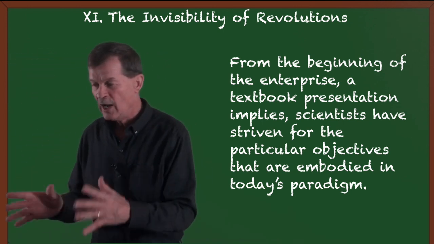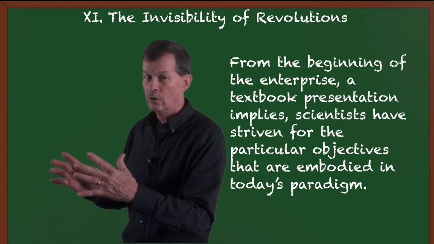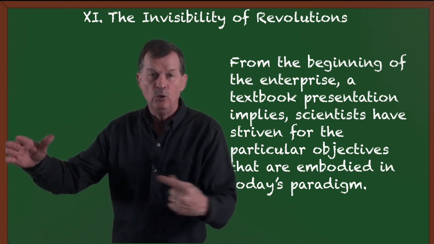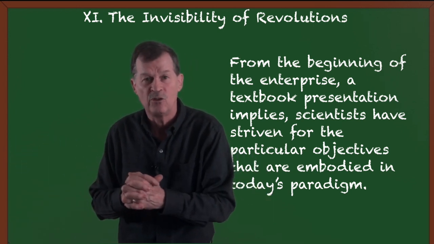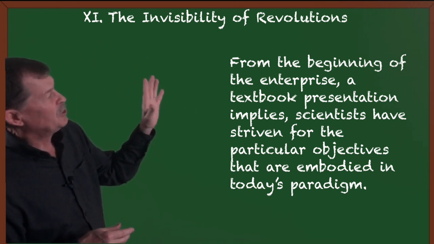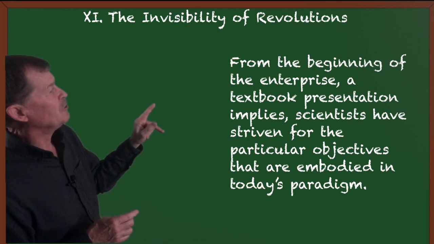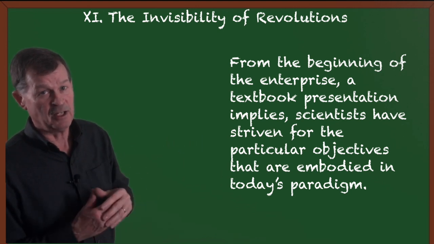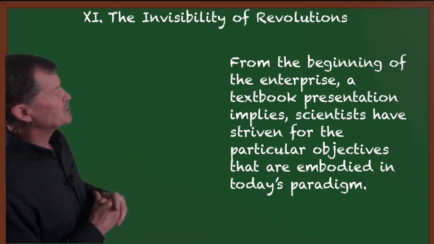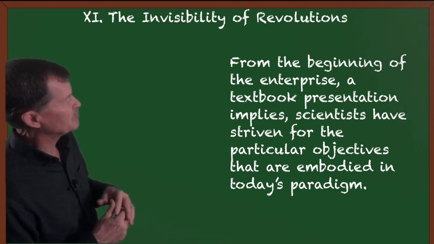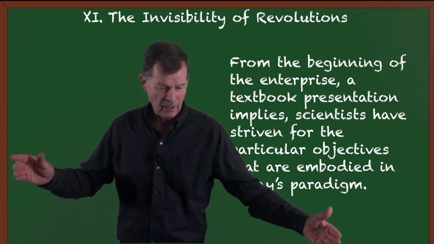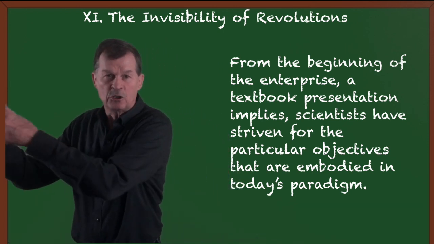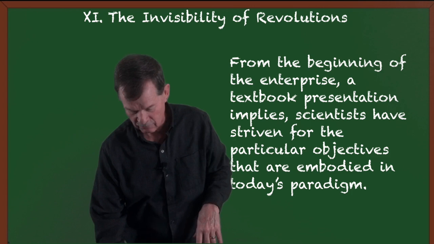Okay, we're striving then towards a goal. We're striving towards an objective, in that the earlier scientists were in line with the scientists of today striving towards the same objectives. And Kuhn is saying, from the beginning of the enterprise, a textbook presentation, which he says disguises or falsifies, distorts, implies scientists have striven for the particular objectives. Meaning that since the very beginning of science, each scientist is adding his contribution towards the building accumulation of knowledge.